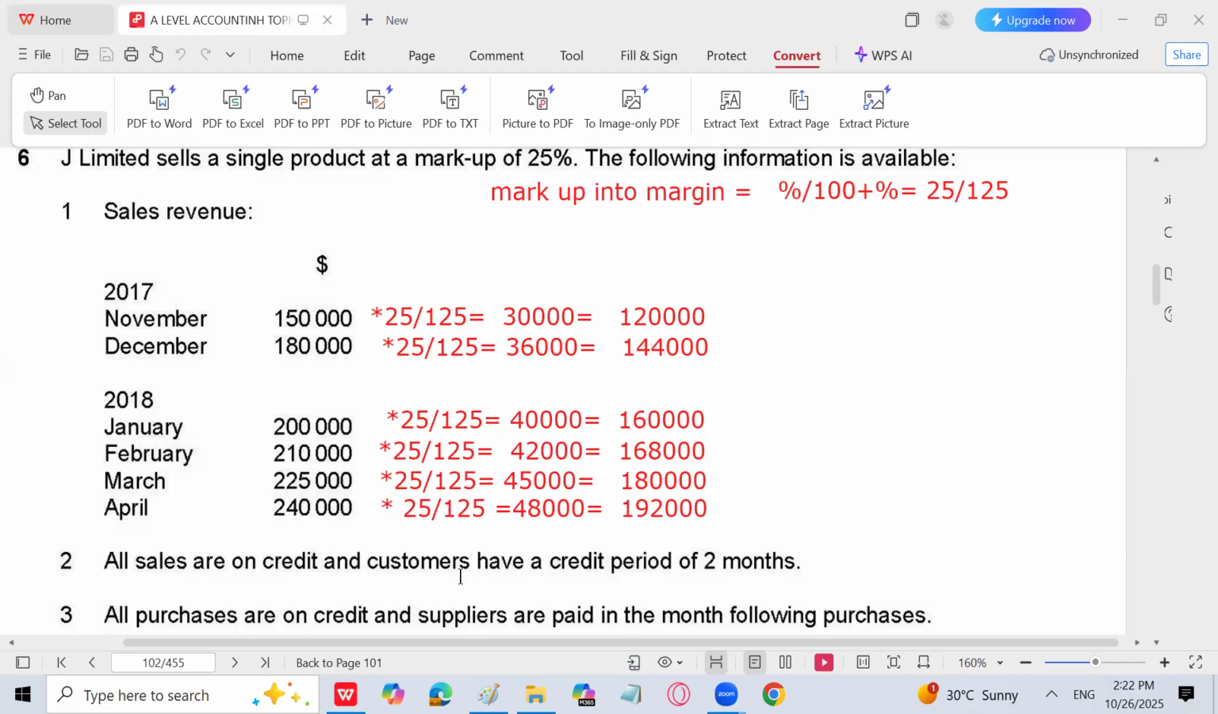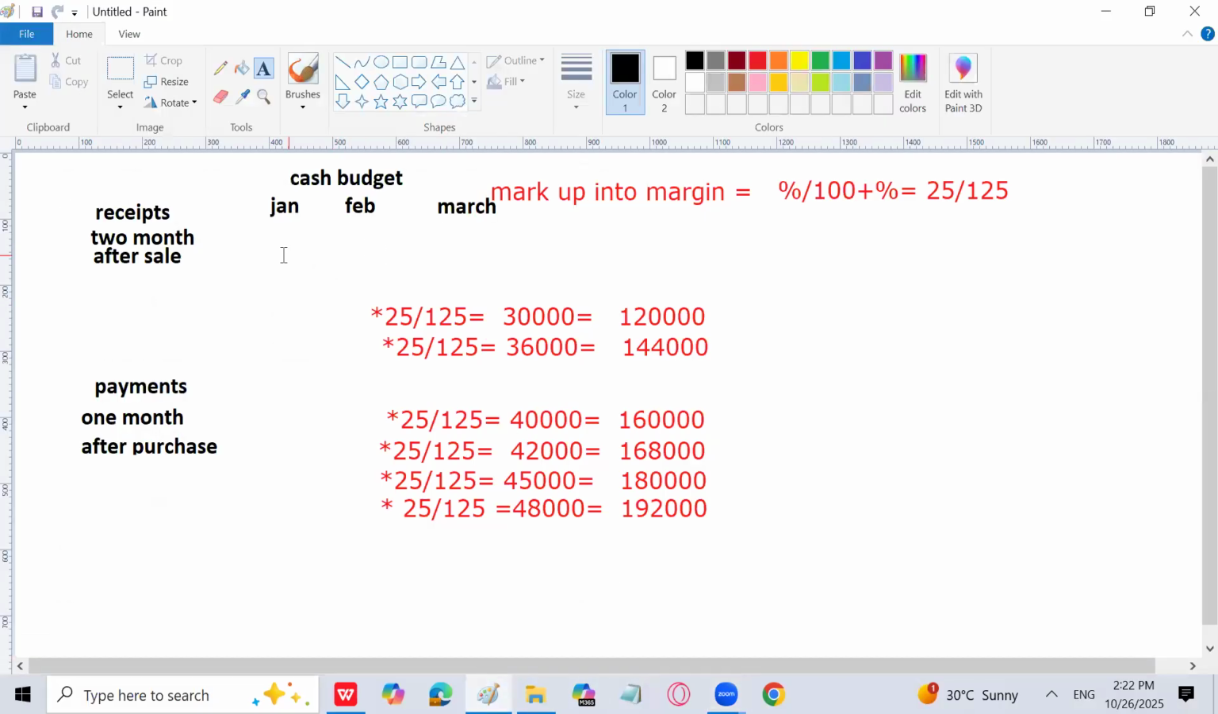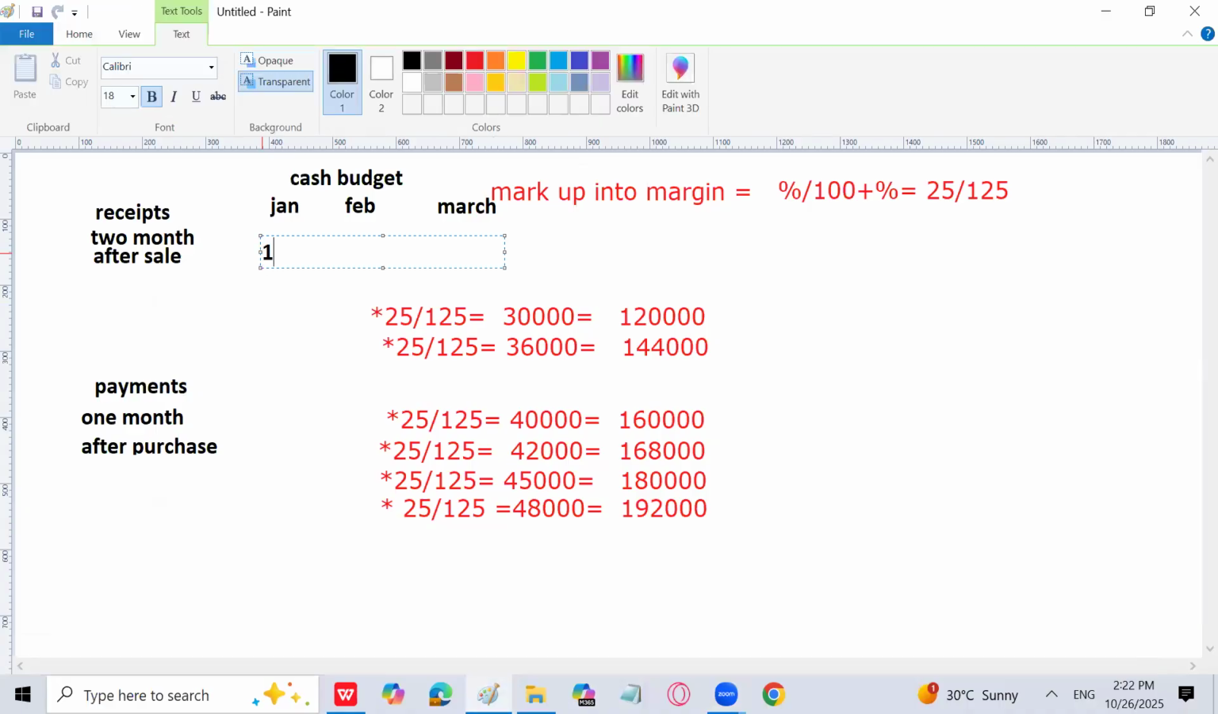All sales are on credit and customers have a credit period of 2 months. So that is very, very simple. How come, Akshit? It means that the November sales we are receiving in January. That is 1,50,000. And we are receiving after 2 months. So in January, we are receiving 1,50,000. So 2 months after sale, I can write here 1,50,000.